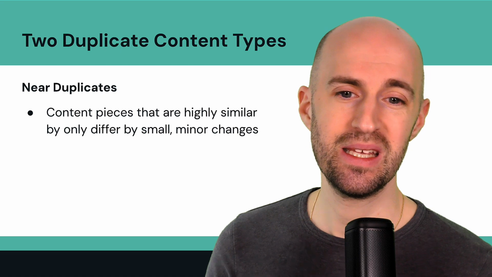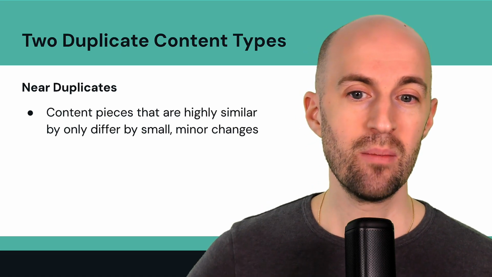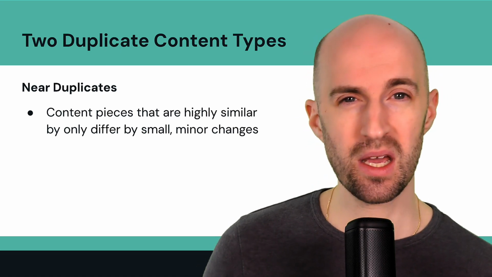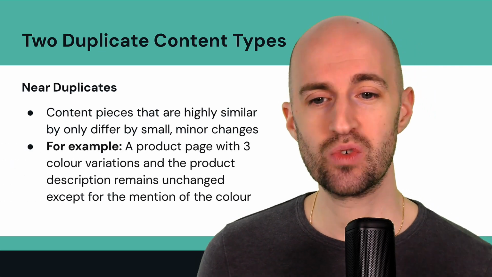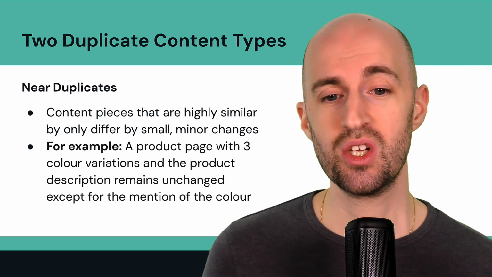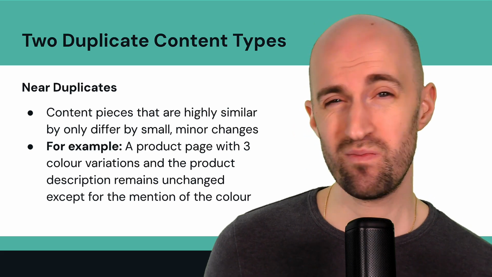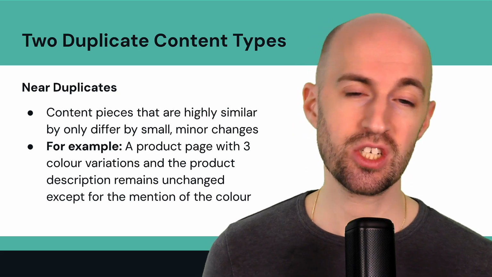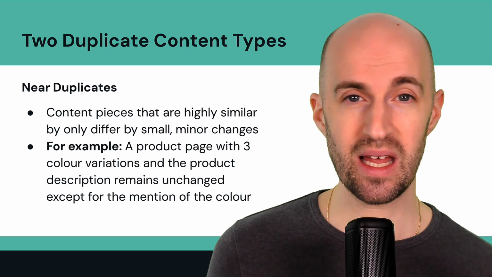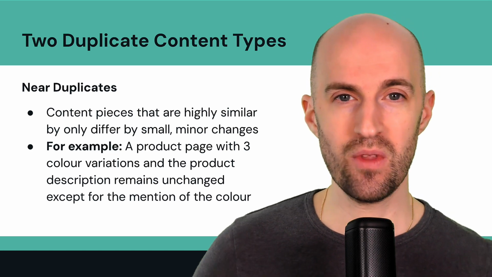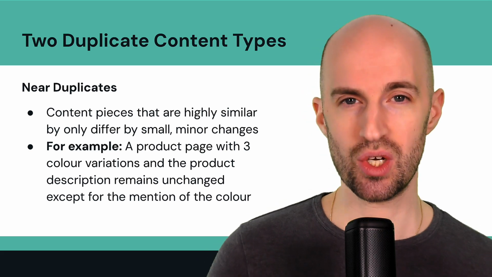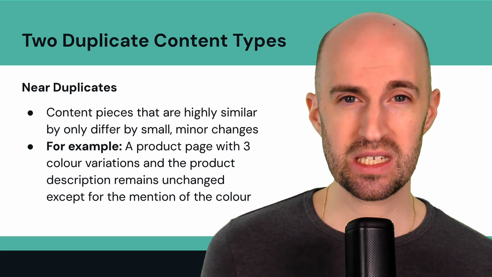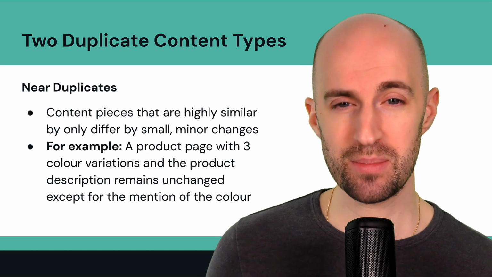And then there's near duplicate. These are content pieces that are highly similar but only differ by small minor changes. For example, let's say there's a product page with 3 color variations and the product description pretty much remains unchanged except for the mention of color that changes. For example, a red t-shirt or a black t-shirt or a green t-shirt. They all have the same description, except when the color is mentioned, it just swaps that out.